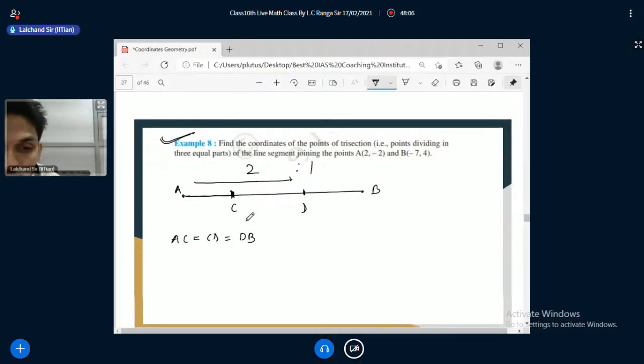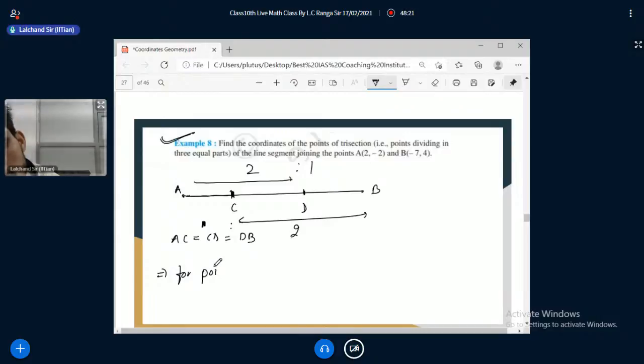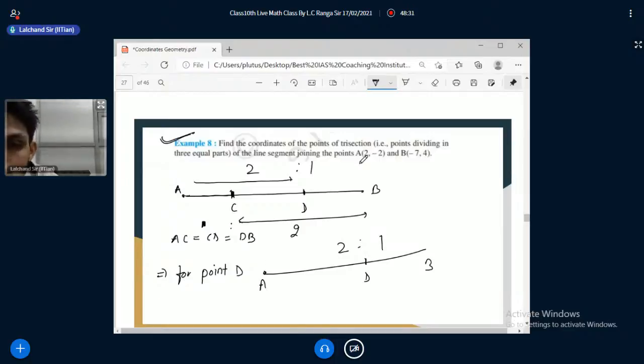And if we count for point C, then from here to here, this is 2 unit, and from here to here, this is 1 unit. So we can say this is 1 ratio 2 for point C. So if we find for point B, we can make another image A comma B. Here is point B, this is 2 comma 1, and point A coordinate is 2 comma minus 2 and minus 7 comma 4. So can you find out point D now?